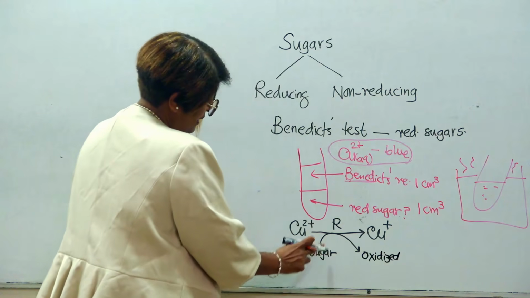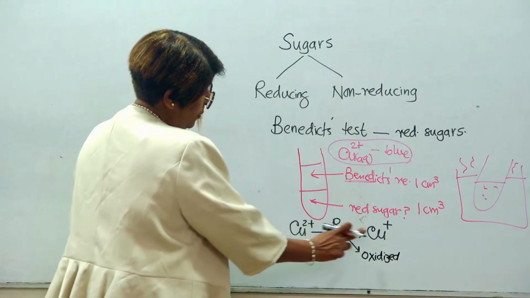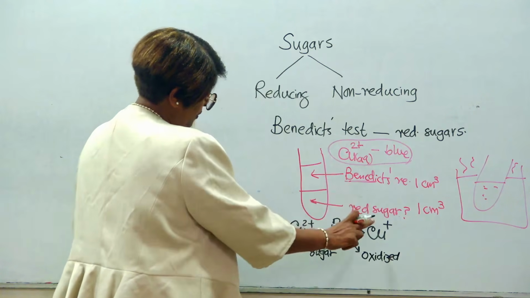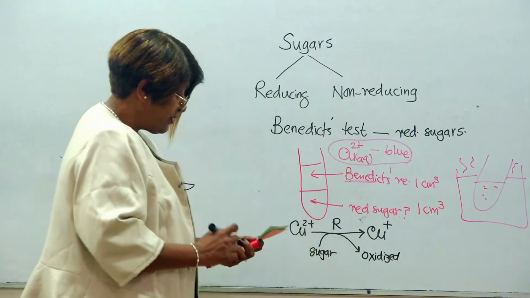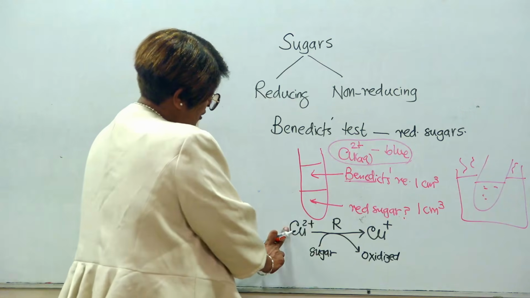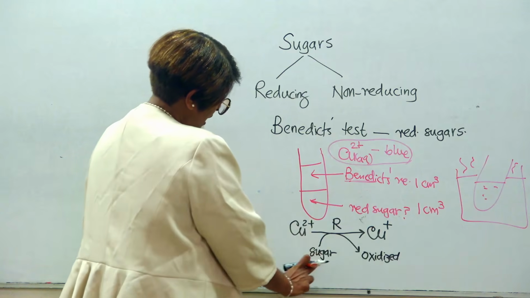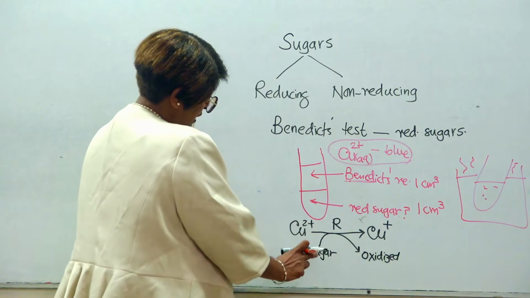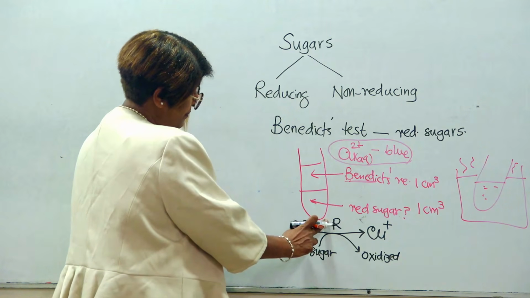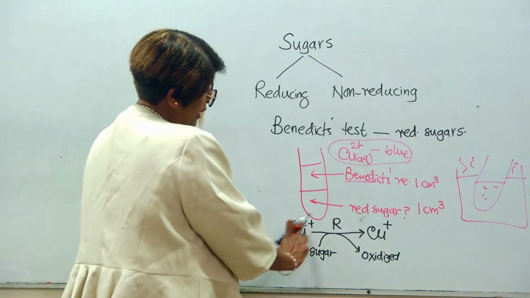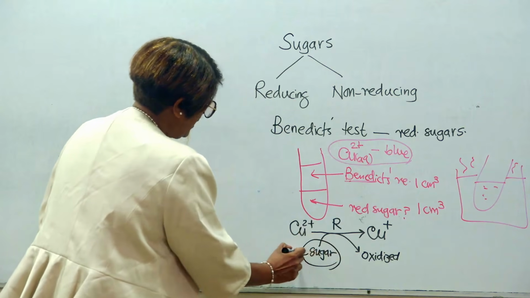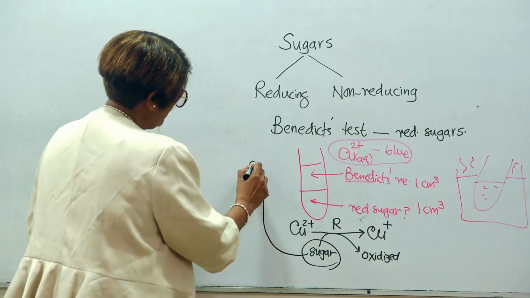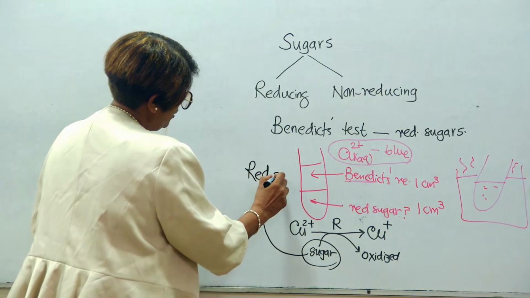As sugar had helped reduce the copper 2+ ion to copper 1+, or cupric to cuprous state, thus sugar is getting oxidized, as this is a redox reaction where one reactant is reduced and the other reactant is oxidized. Here sugar had helped the reduction of the cupric ion to cuprous ion. So, the sugar is classified as the reducing one. So, it is a reducing sugar.